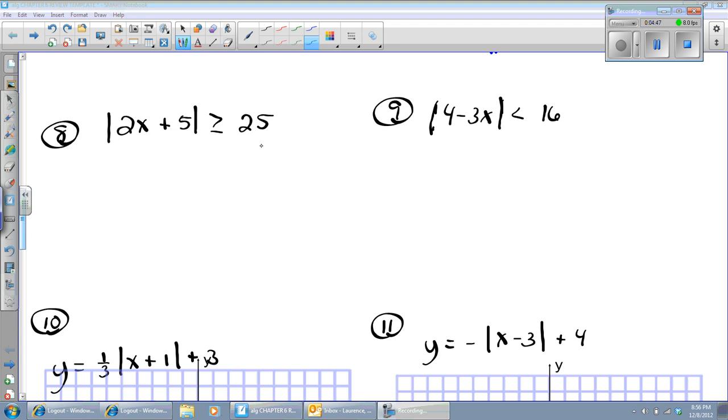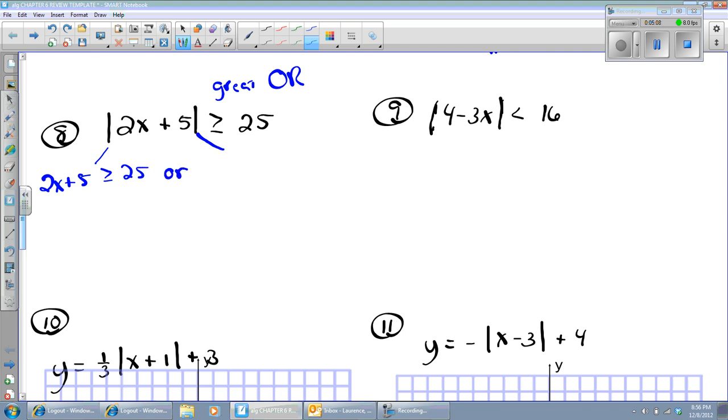Okay, so now let's look at one like this. And this is a great or problem. So I'll use my little roots: 2x plus 5 greater than or equal to 25, or 2x plus 5 less than or equal to negative 25. I subtract 5, I get 2x greater than or equal to 20, divide by 2, x is greater than or equal to 10.